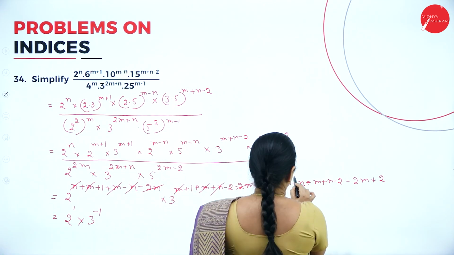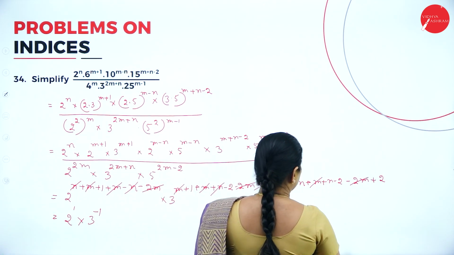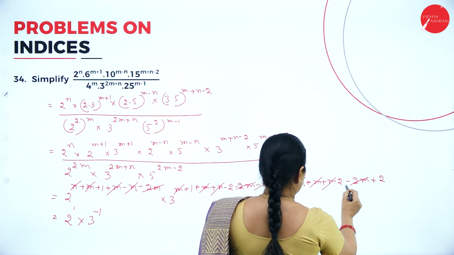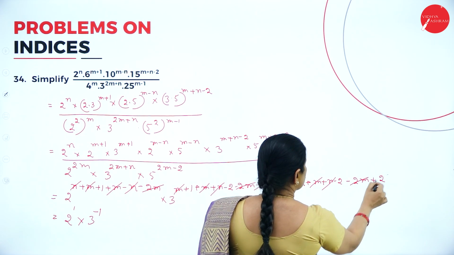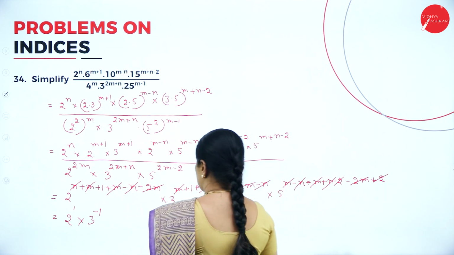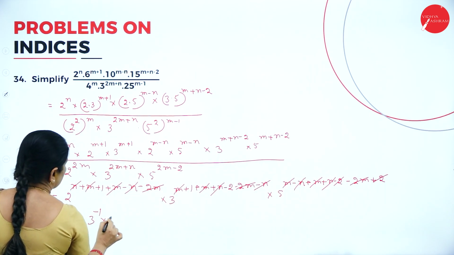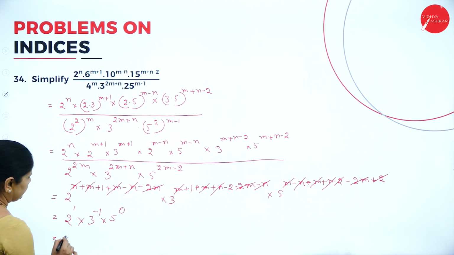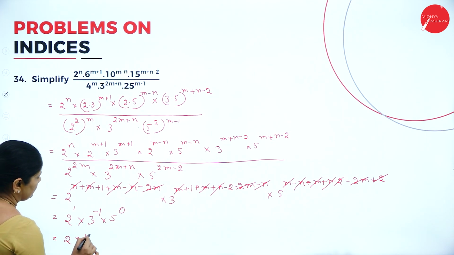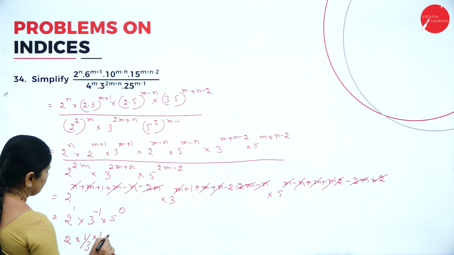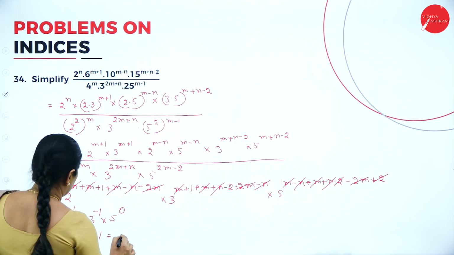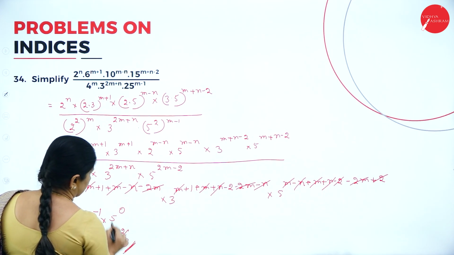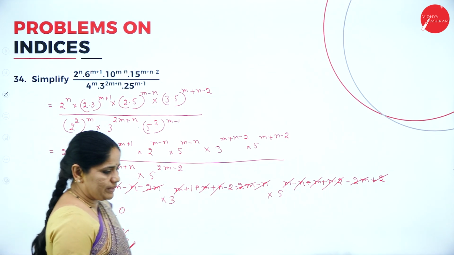Here m and m, 2m, then plus n minus n gets cancelled. Only plus 2 minus 2 also gets cancelled. So this will be 5 to the power 0. So I can simplify it as 2 into 1 by 3 into 1. So this will be equal to 2 by 3. So this is the answer. So the answer is 2 by 3.